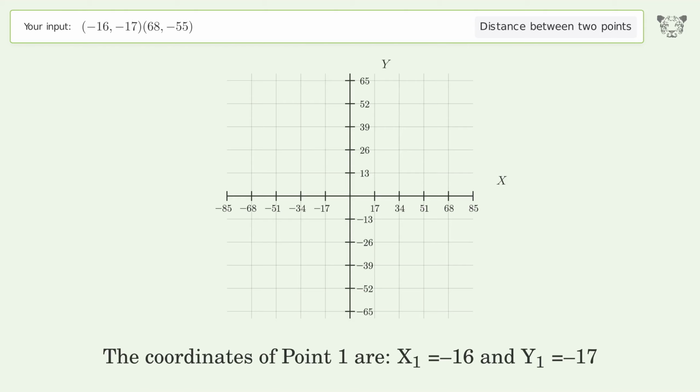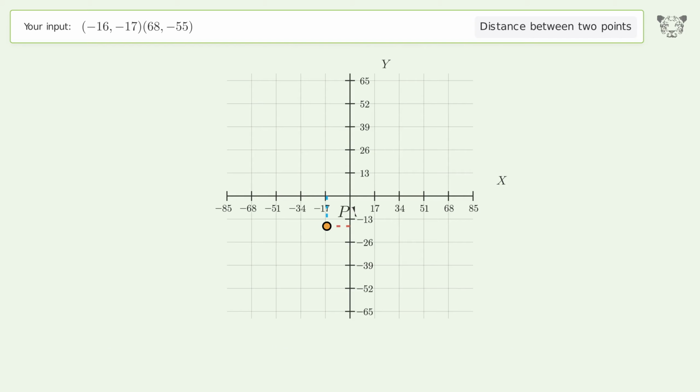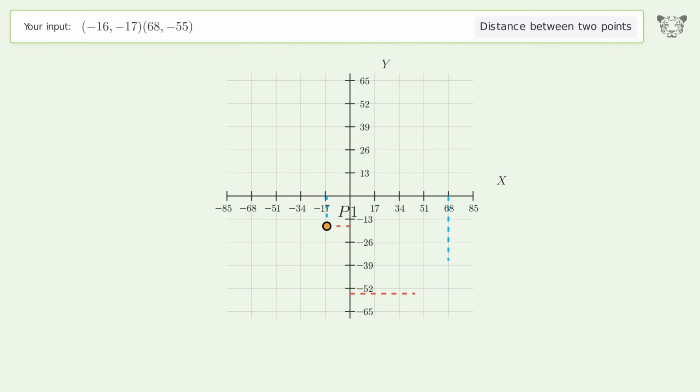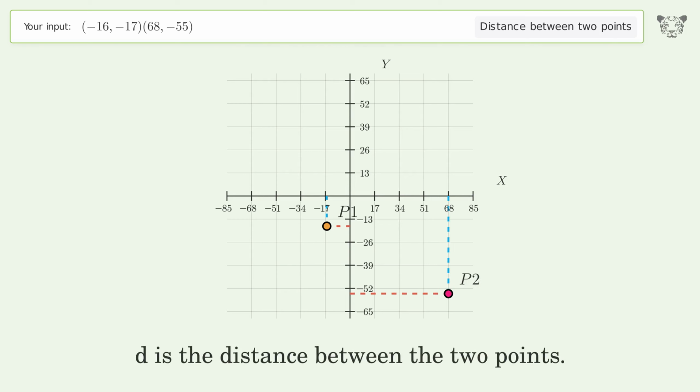The coordinates of point 1 are x1 equals -16 and y1 equals -17. The coordinates of point 2 are x2 equals 68 and y2 equals -55. D is the distance between the 2 points.